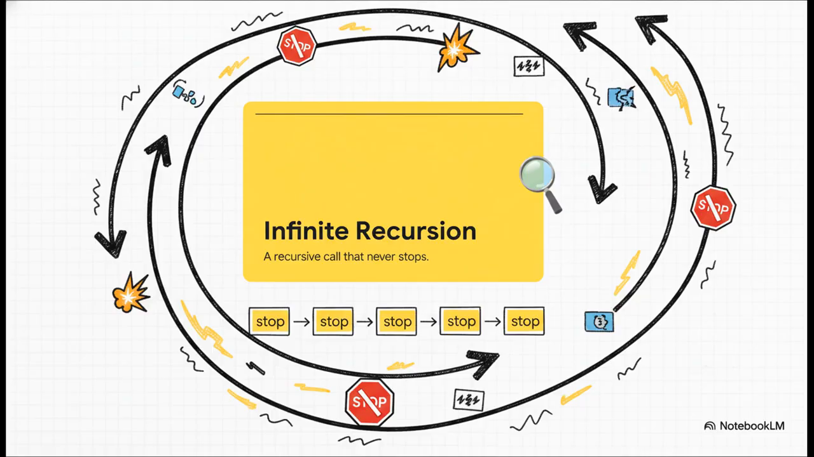And what happens if you forget that stop sign? Well, you get into big trouble. It's called infinite recursion. The function just keeps calling itself over and over and over with no end in sight until your whole program just crashes. So the big takeaway here is you always need a base case, no exceptions.